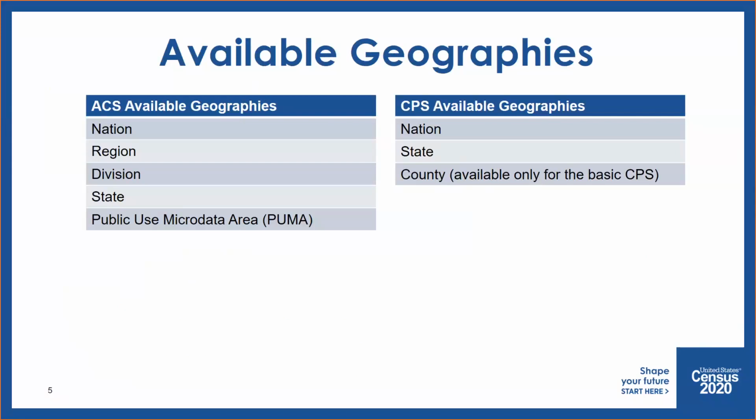You definitely will not find this available at your tract level. There are only a few levels available. Generally speaking, it's nation and state, and some PUMAs someplace. There's also region and division, but those are not used as much. PUMAs are something we'll talk about in just a minute. It's about 100,000 population. And that was for the ACS. For the CPS, it's nation and state, and then some counties, depending on what file you're looking at.